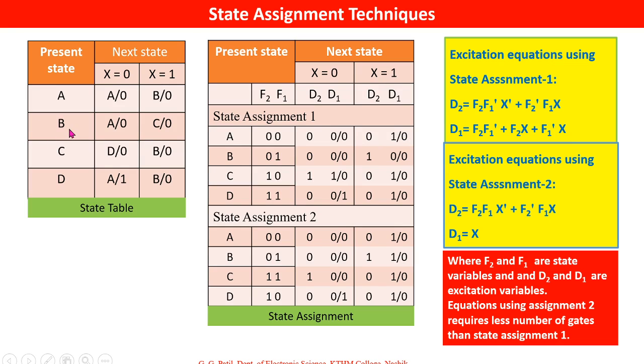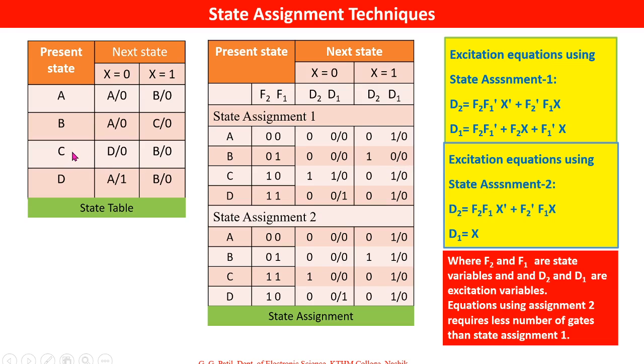Similarly, for state B, when x equals 0, the next state is A and the output is 0. Since A has value assigned 00, it is 00 and the output is 0. While for the x equals 1 condition, the next state is C and the output is 0. Since C has value 10, the next state is 10 and the output is 0.